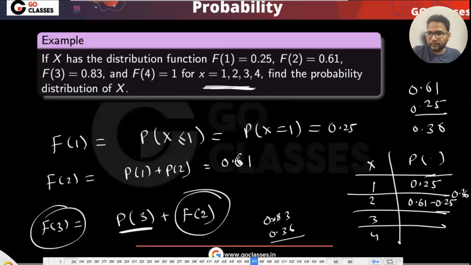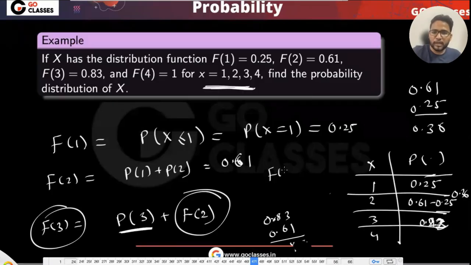So you people are getting different answers, and I'm getting different. Is this correct or is something wrong? Okay, here, yeah, this should be 0.61. This is not 0.36. Then you are getting 0.22. Okay, this probability is 0.22. Similarly, you can get this P4.